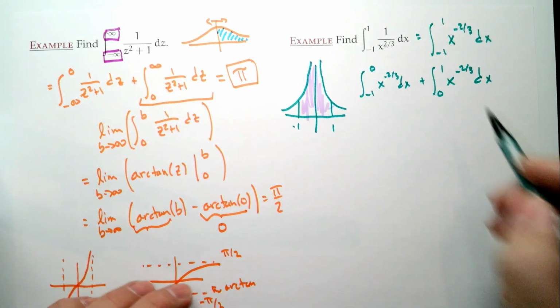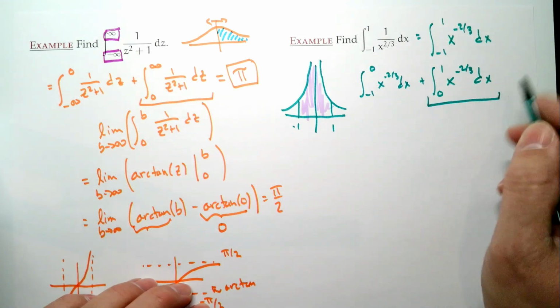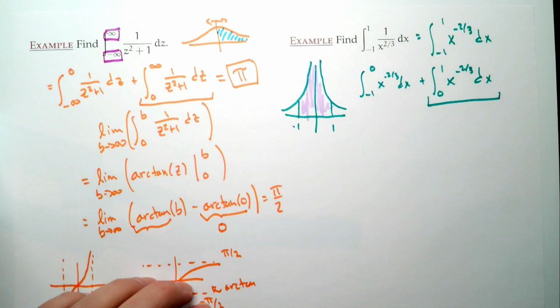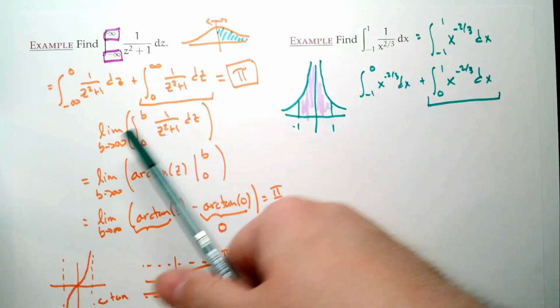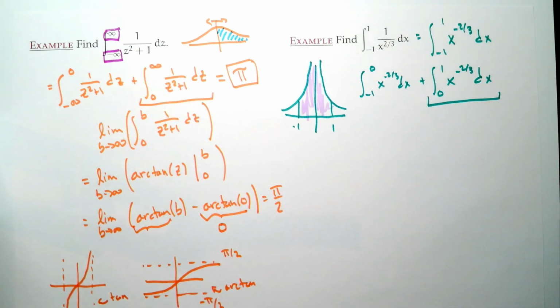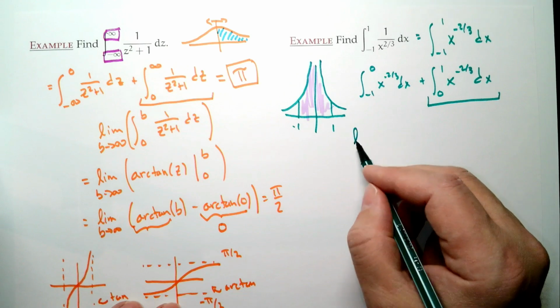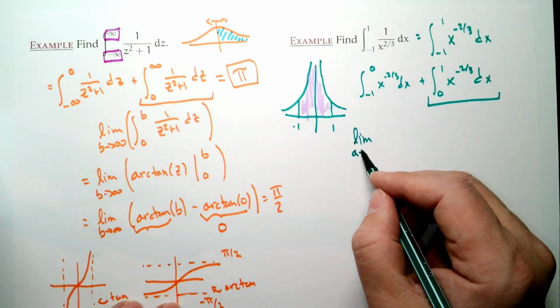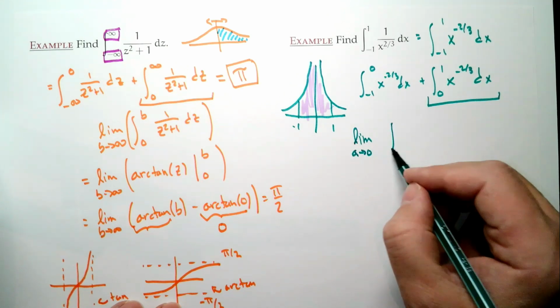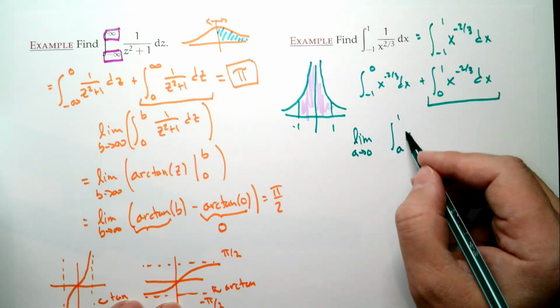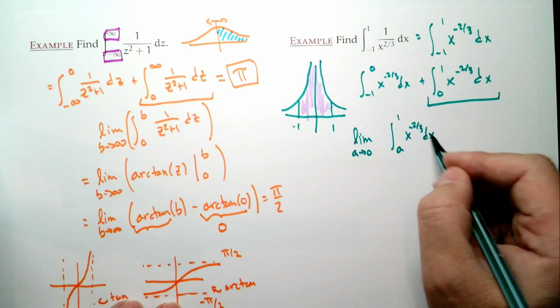I want to do something a little bit different here. Because now the problem is on the lower bound. The moral is it doesn't matter whether it's an upper bound or lower bound, it's the same process. Now, I've been using b. You can still continue to use b here, or you can switch to any other symbol you want. It's just a placeholder. It's a name. So if you prefer, you could say, for instance, limit as a goes to 0 of the integral from a up to 1 of x negative 2/3 dx.